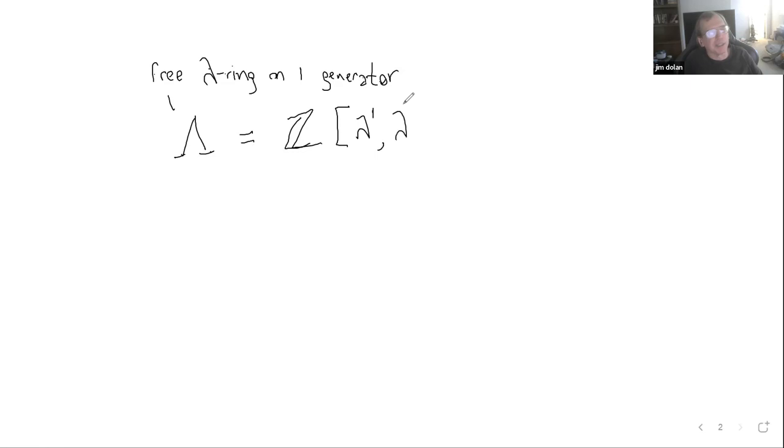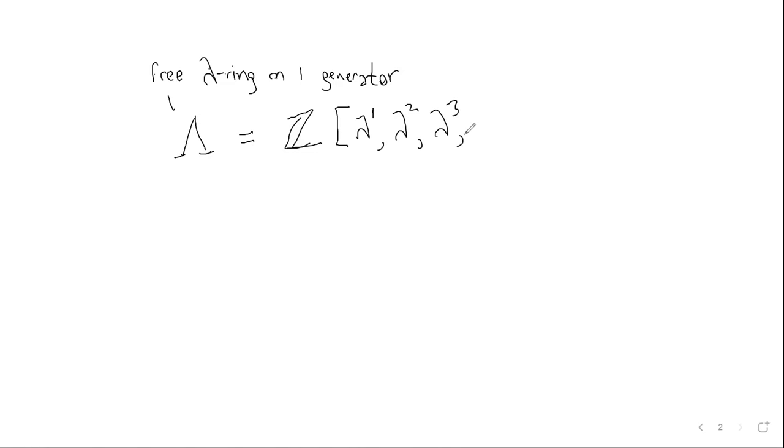Okay. Anyway. So one common description of the free lambda ring on one generator. There are many common descriptions. Sometimes they're called symmetric functions. But one way to think about it is it's a polynomial ring in these lambda operations, which, right, are you comfortable with this?